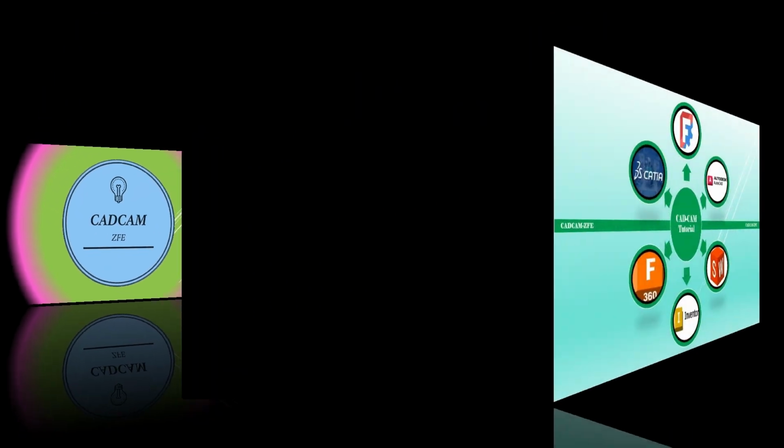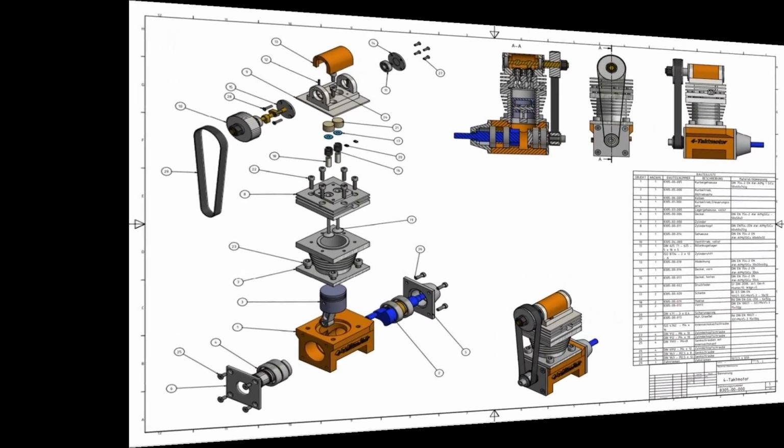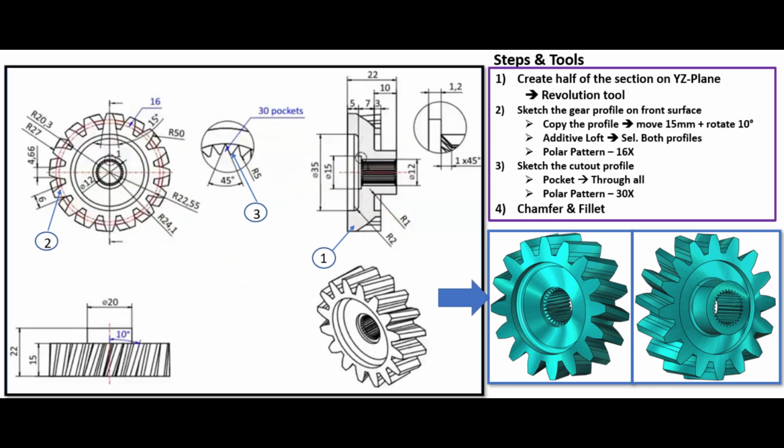Today I will show you how to create a 3D model from existing 2D drawing with the help of FreeCAD part design tools like Revolution, Additive Loft, Polar Pattern, Pocket, Chamfer, and Fillet. The exercise for today is to convert this helical gear 2D drawing into 3D solid part. Here you find the 4 steps and the tools that I used to convert this 2D drawing into 3D solid part.